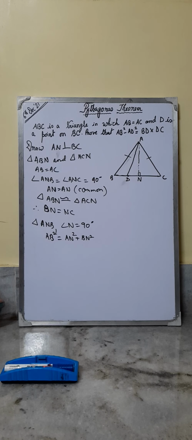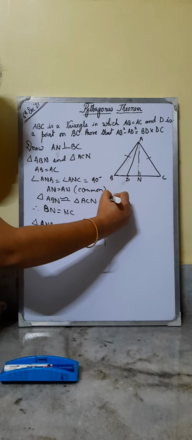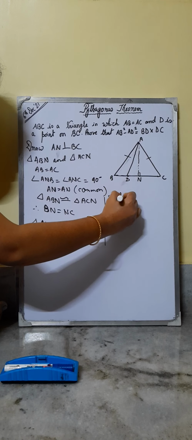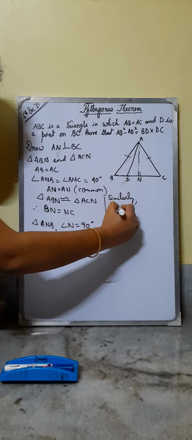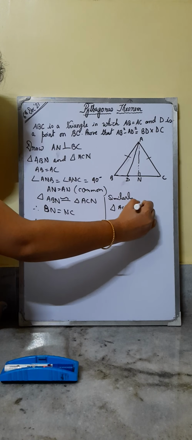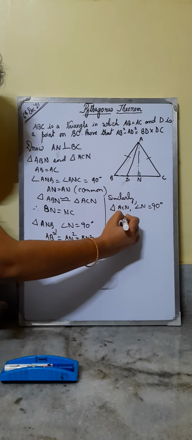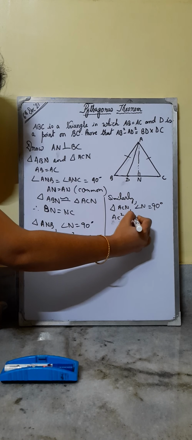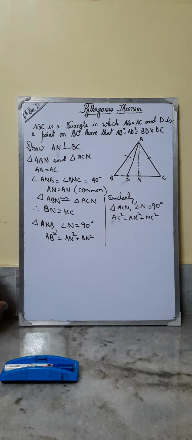Similarly, in triangle ACN, angle N here is also 90 degrees. So hypotenuse AC square equals AN square plus NC square, right?